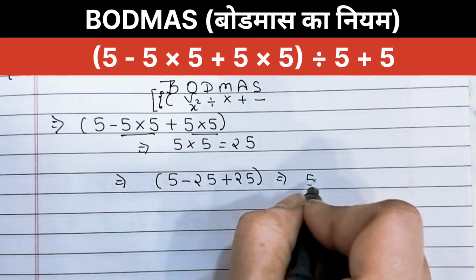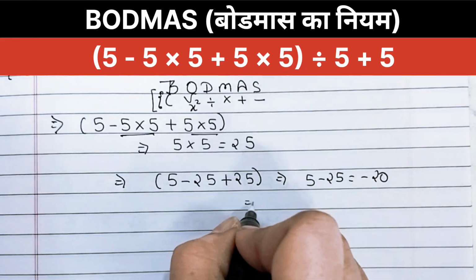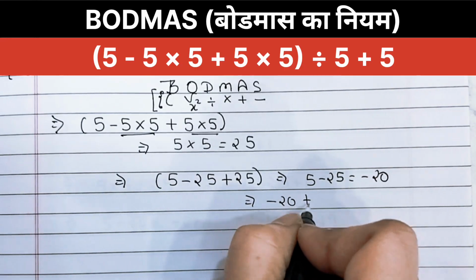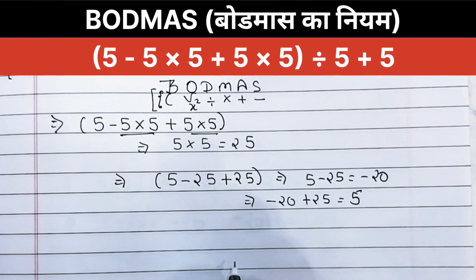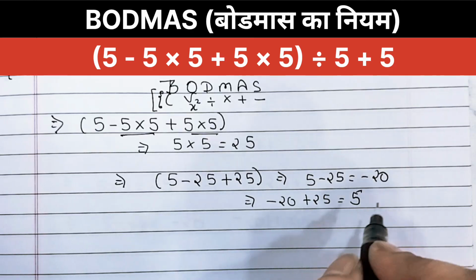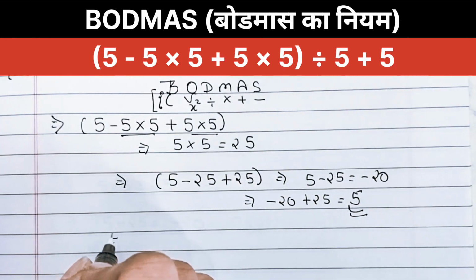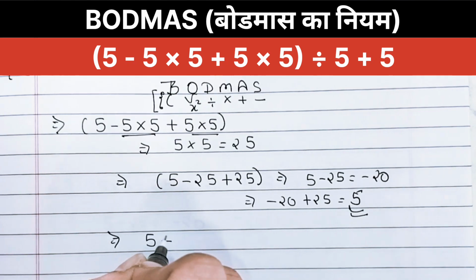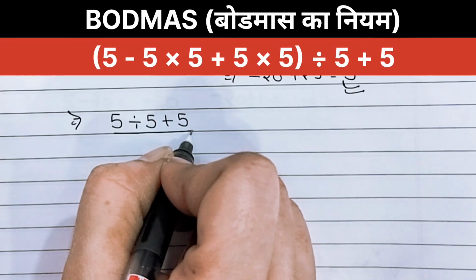So first we subtract the values and we get minus 20. And minus 20 plus 25 becomes simply 5. So now, conclusion: according to step 1, the value inside the bracket is 5. This simplifies our main equation. So now the equation becomes 5 divided by 5 plus 5. And this is the expression.